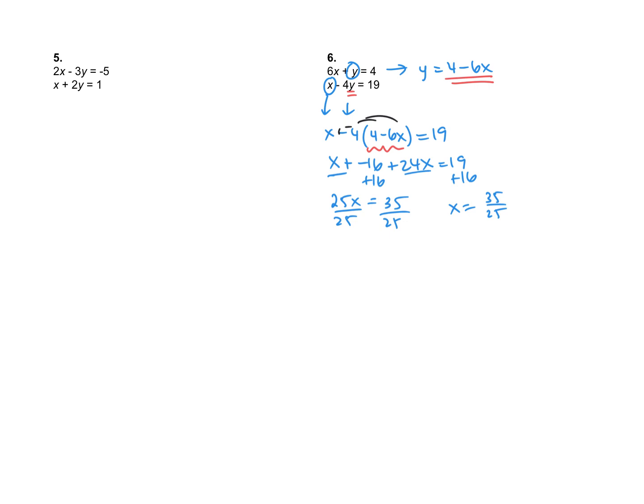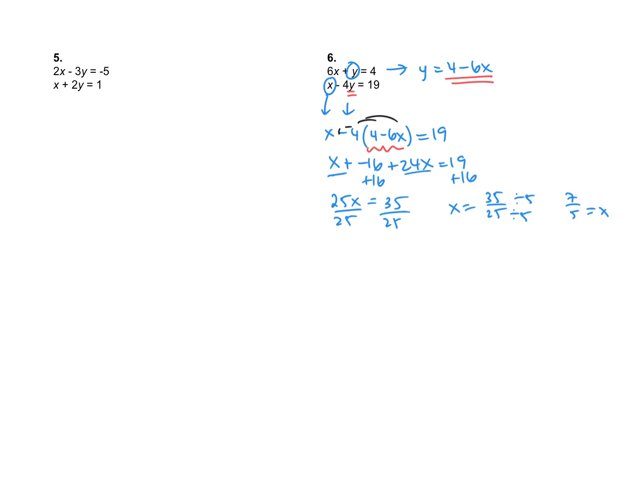That's okay. It's okay if we get a fraction. Does that fraction simplify? Yes. Maddie, how can I simplify that? Divide by 5. So we get 7 over 5 for x.